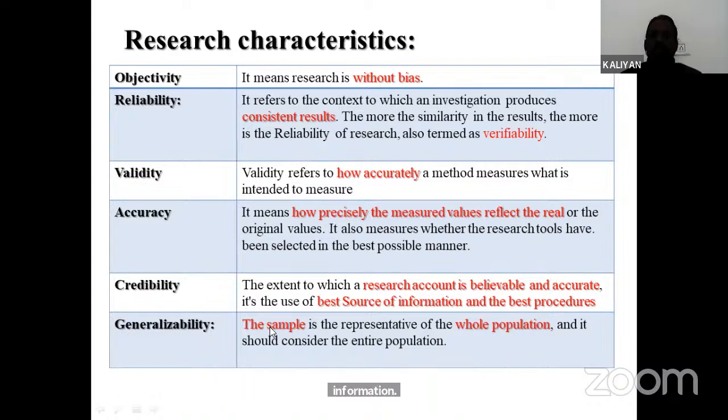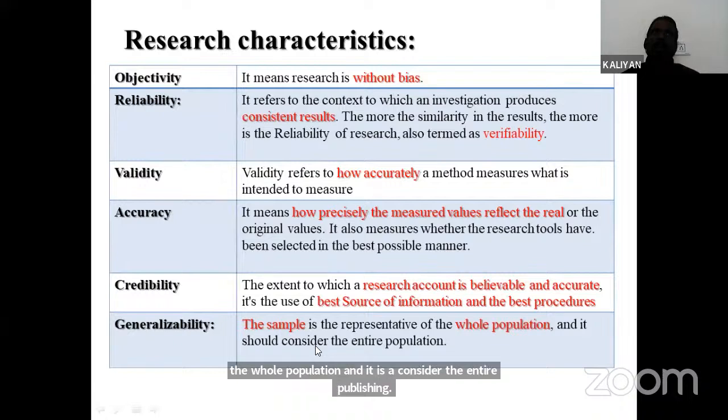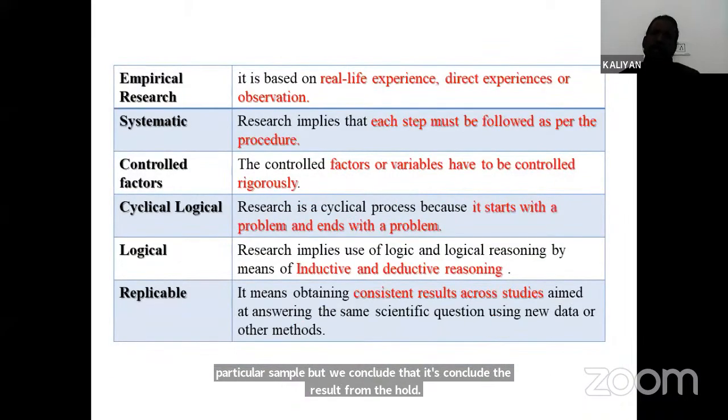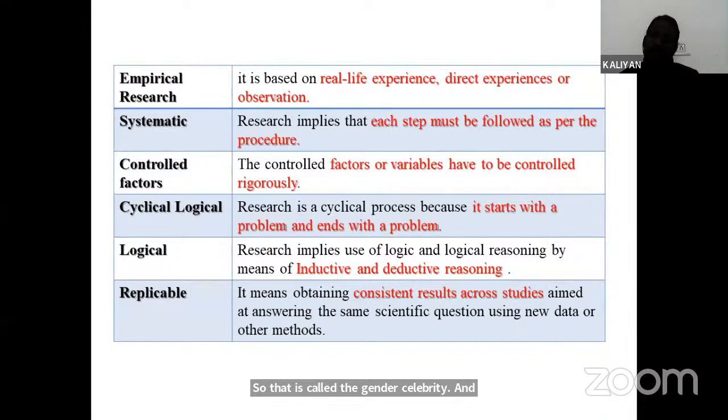Generalizability is that the sample is a representative of the whole population and it considers the entire population. So as a researcher, we do the research on that particular sample, but we conclude the result for the whole. So that is called the generalizability. And the empirical research is based on real life experience and our direct experience and observation. And systematic means based on the rules, followed step by step as per the procedure.